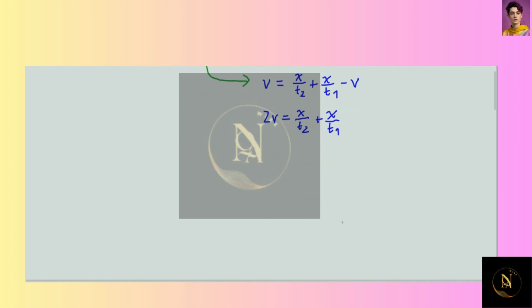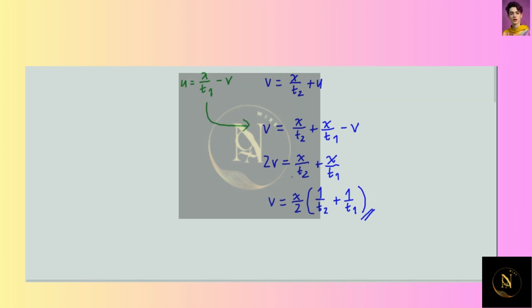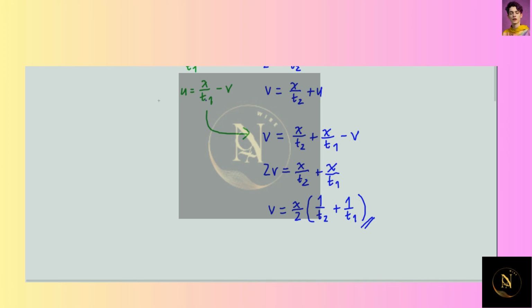Now we divide both sides of the equation by 2, and we can factor this x out of these two terms. So we end up with v equals x over 2 multiplied by 1 over t2 plus 1 over t1. Great. Now we have our expression for the velocity of sound. Now let's use it to find the velocity of the wind.